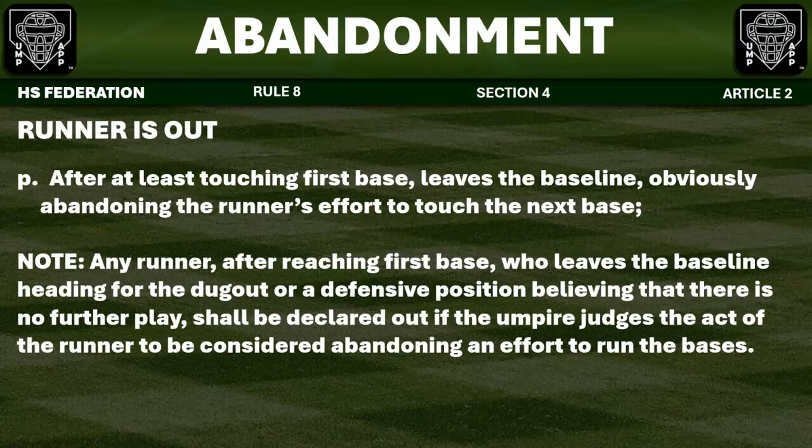Note, any runner after reaching first base who leaves the baseline headed for the dugout or a defensive position, believing that there is no further play, shall be declared out if the umpire judges the act of the runner to be considered abandoning an effort to run the bases.